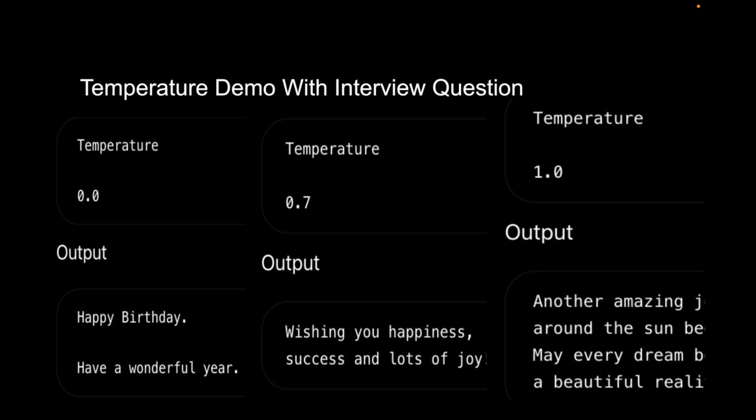Let's see temperature in action. We will ask the AI exactly the same question 3 times. The question is, write a birthday wish at temperature 0. The answer is very predictable, short, professional, almost no creativity. Now let's increase the temperature. Notice that the wording becomes more natural. Here, when we set the temperature to 0.7, the output is wishing you happiness, success, and lots of joy, which is different from the answer that we got when our temperature was 0.0.